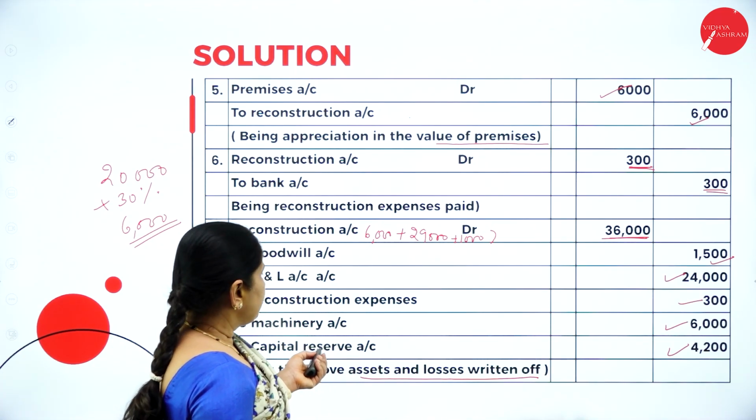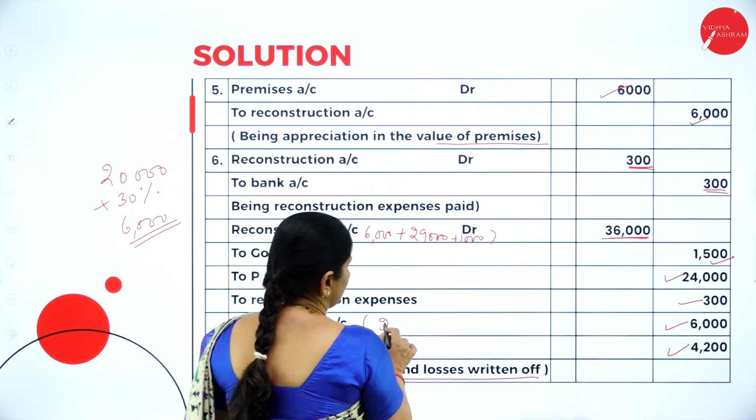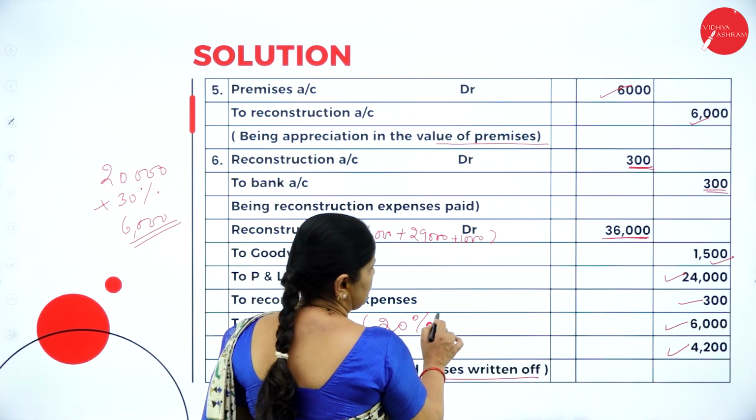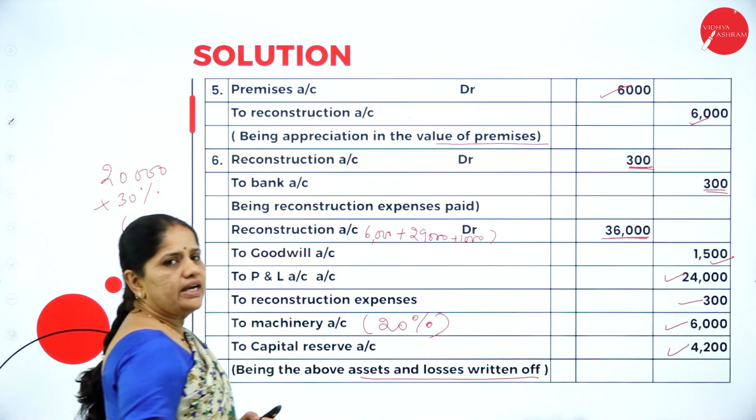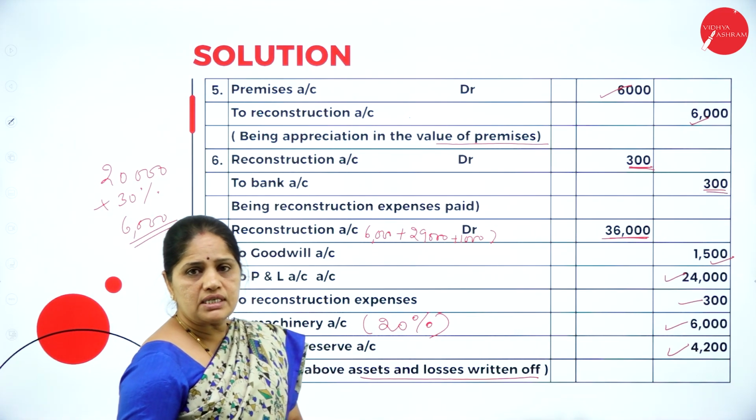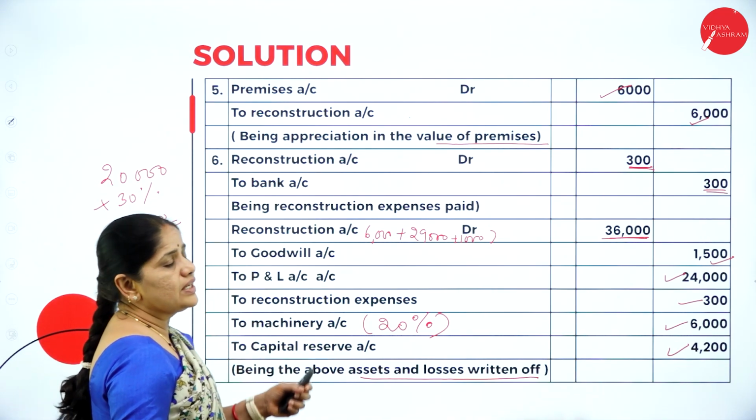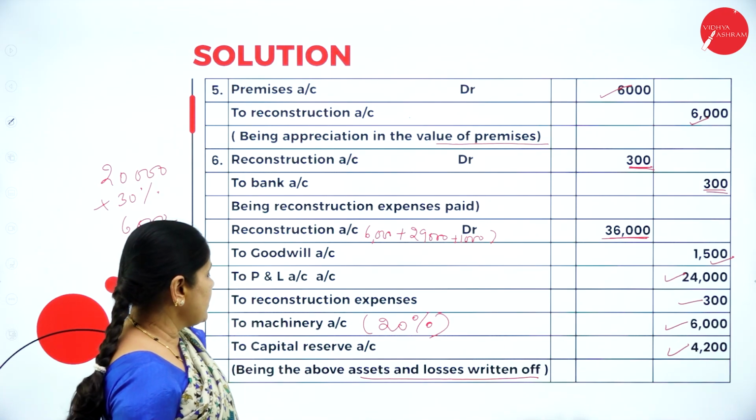For this machinery account, they have told there should be a depreciation of 20% on machinery value. So I have reduced the value. So 30,000 into 20%, 6,000 is the reduction in the value of the machinery. So the difference amount will go to capital reserve account.